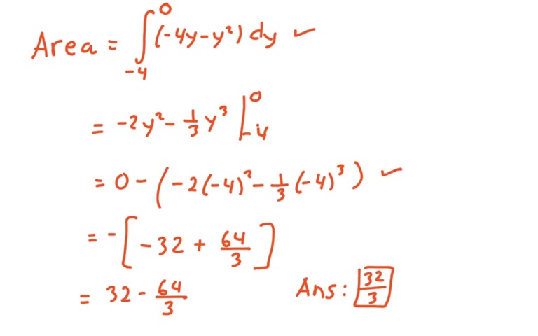And so if I go through some more simplification, I get the opposite of negative 32 plus 64 thirds. And now on the last line, I'm distributing the negative in. And so that's 32 minus 64 thirds. And so the correct answer is 32 thirds. And that'll conclude this video for the Chapter 6 review where we worked on problem 2. Thank you.